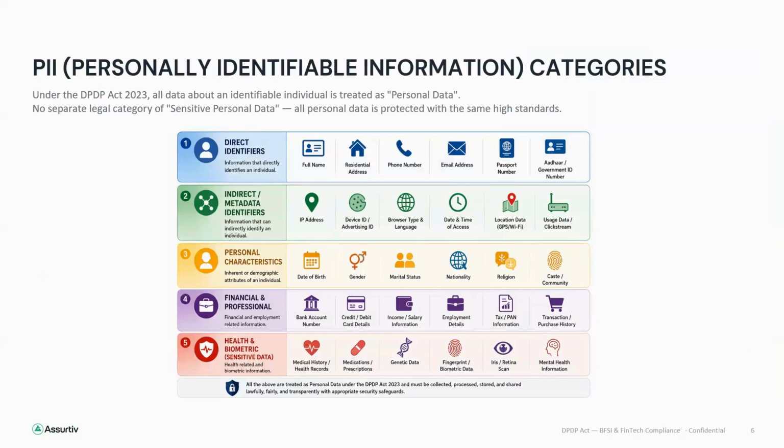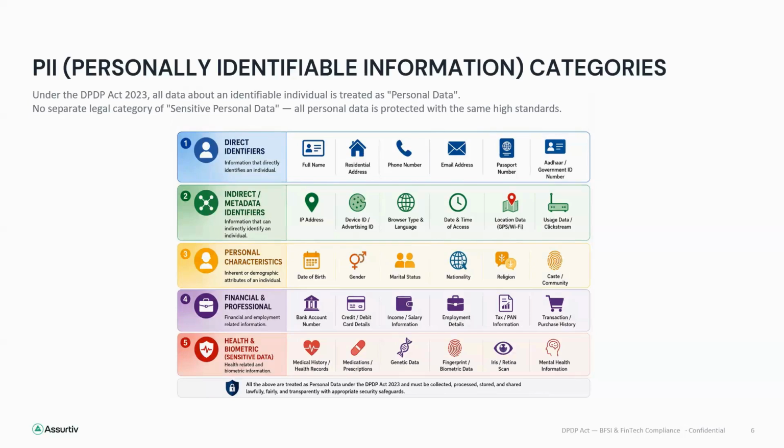There are 5 varieties under the DPDP Act. Sensitive personal data, we are going to consider under health and biometric. So for all types of personal data, there are 30 elements here. I will not go through them in detail, but holistically, we will see the key areas. Direct identifiers: the information that directly identifies an individual, like full name, residential address, phone number, email address, passport number, Aadhaar, or any other government ID details.